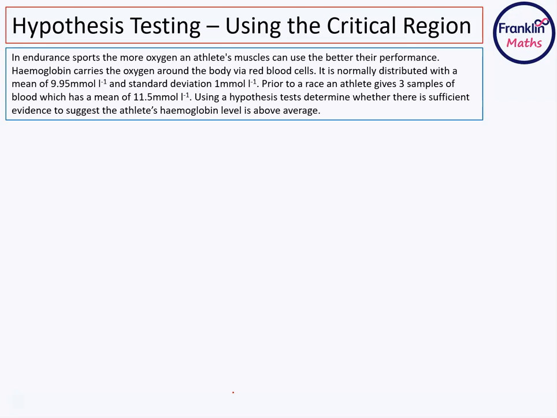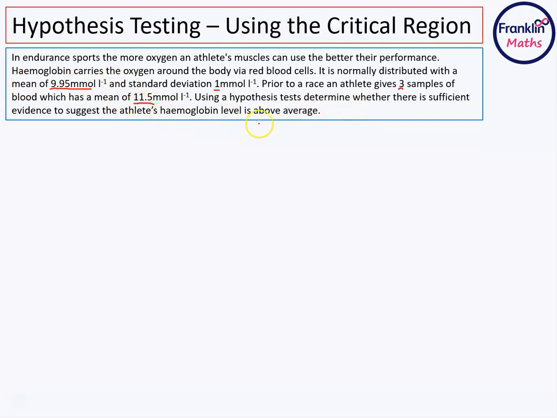So here we go. So we've got an athlete here. Obviously, I've padded this out with some bit of a backstory for you. In terms of the population mean, we've got 9.95, standard deviation of 1, and then what we're going to do is test an athlete. And they're going to give 3 samples before a race, and the mean comes out as that. As you can see already, the mean is higher.